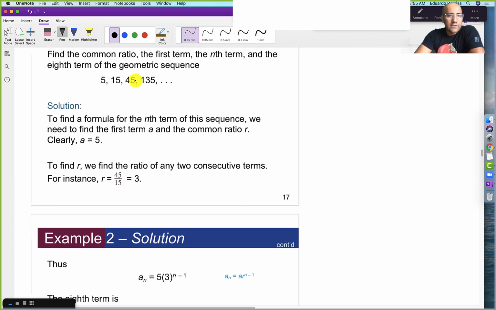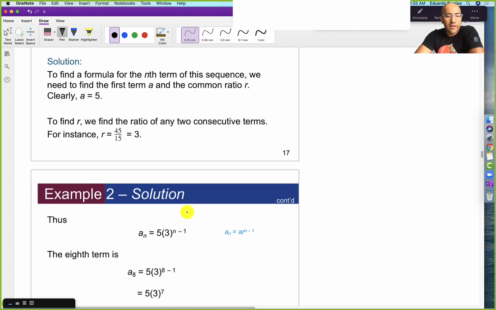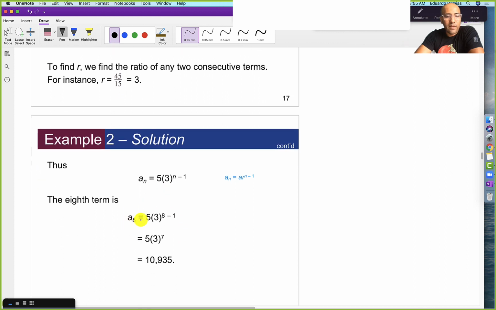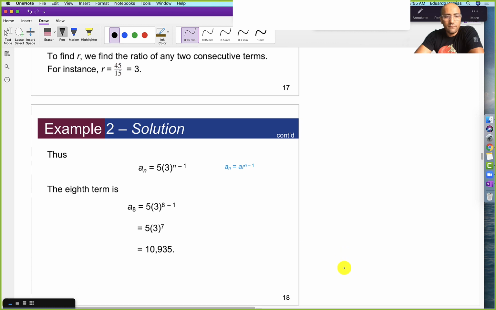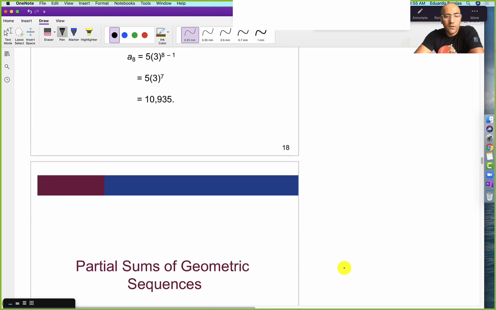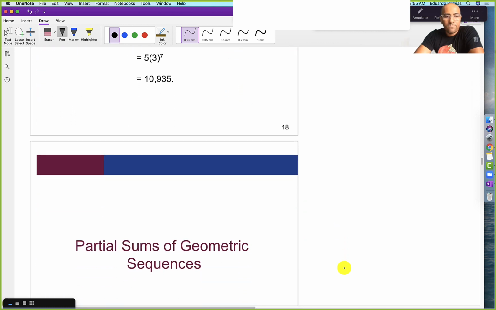Good, okay, so we take any two, 45 divided by 15, that's how we got the common ratio of 3. Clearly the initial value 5 is a. From there we can get our closed formula. And from there we can plug it into the formula to find the 8th value on my list, which is exactly the work we did. Good.